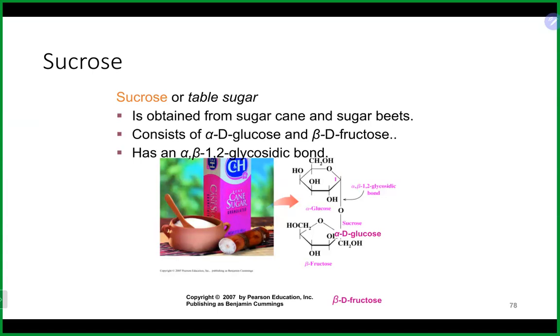So here we have actually an alpha beta 1,2 glycosidic bond. So let's take a look as to why it is named that way.